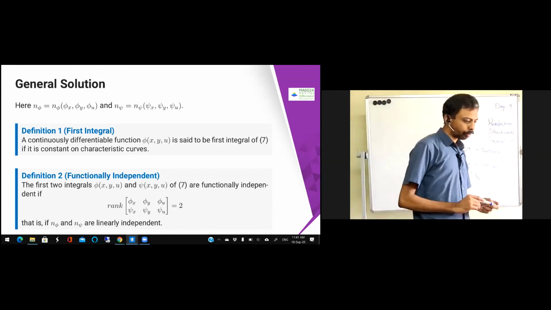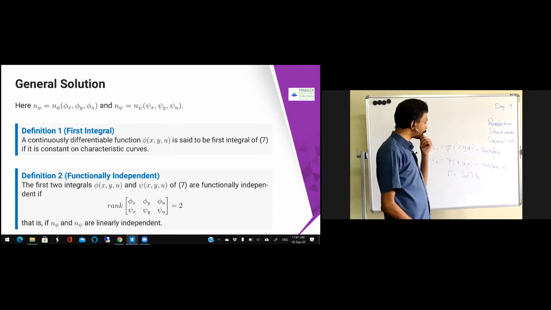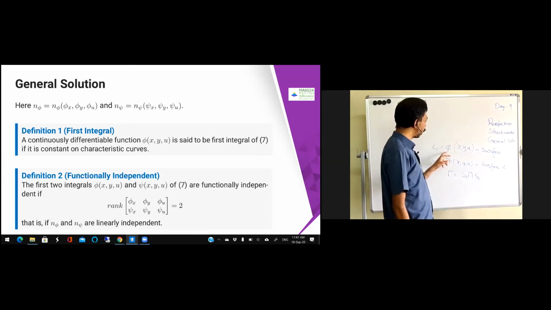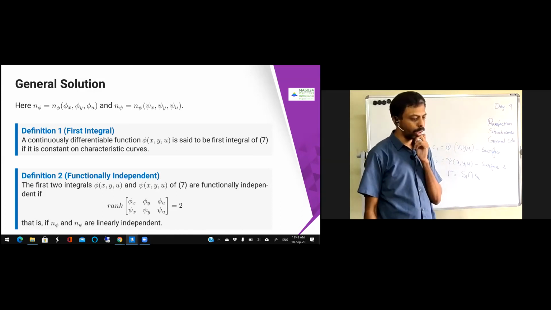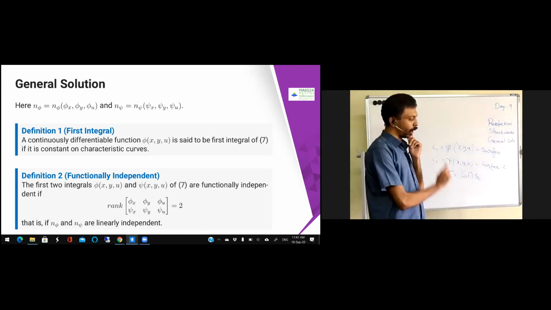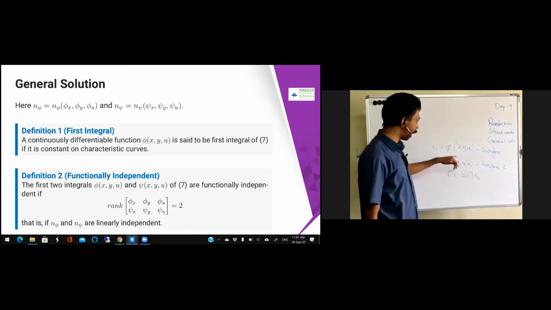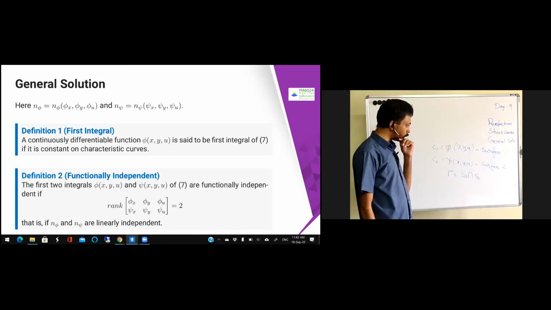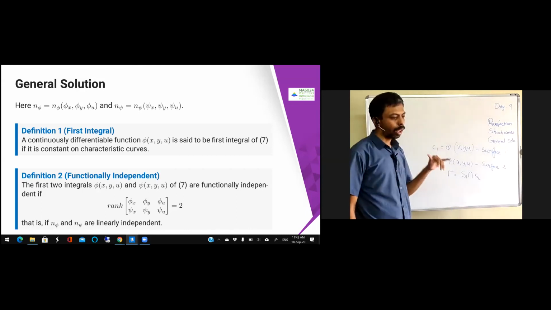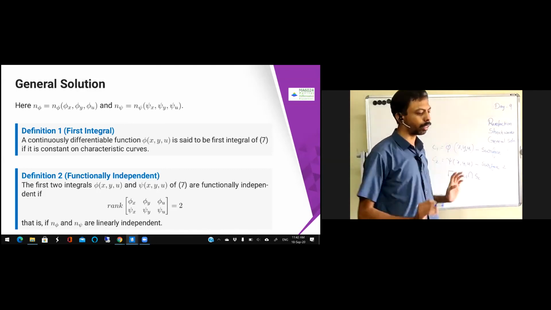In the classical sense, it should be continuously differentiable. If it is continuously differentiable, then it is a first integral of the quasi-linear PDE. That means a continuously differentiable function phi(x, y, u) is said to be a first integral if it is constant on the characteristic gamma. Then we say that it is a first integral.